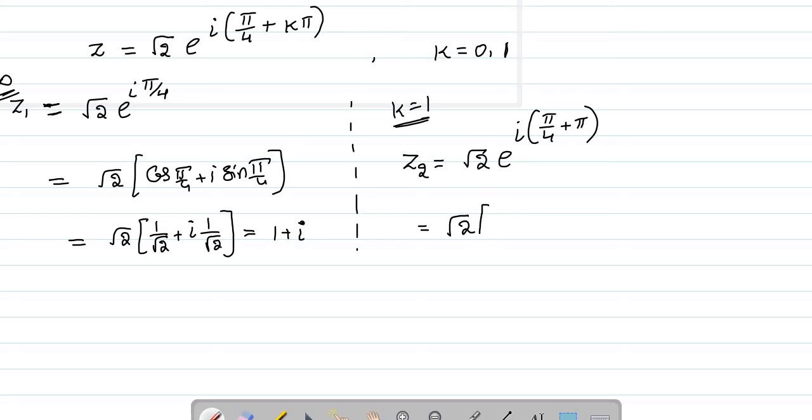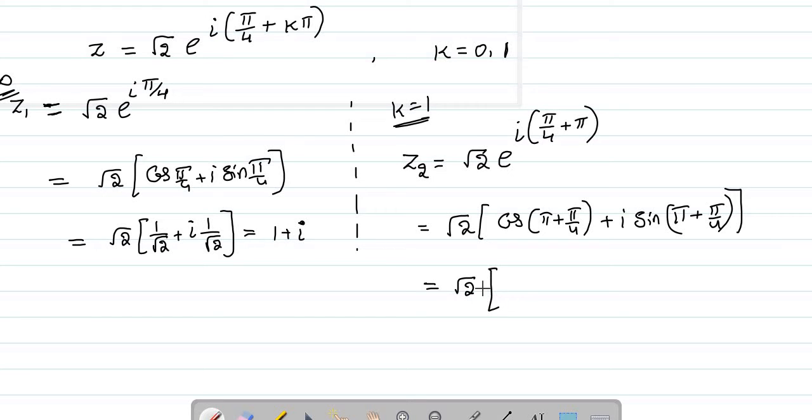So this is what root 2 into, you'll get cos of pi plus pi by 4 plus I sin of pi plus pi by 4. So cos of pi plus, it means that's going to be negative. So this will be minus 1 by root 2, and this one also you'll get minus I by root 2. So when you cancel it, you are going to get minus of 1 plus I.